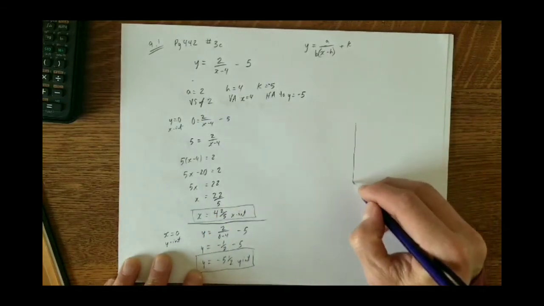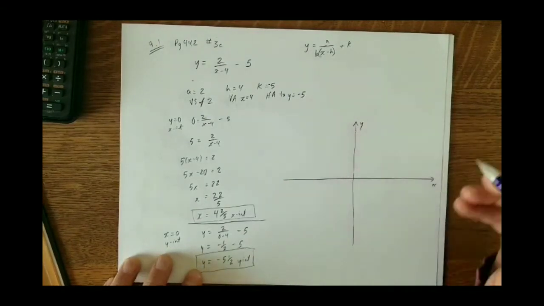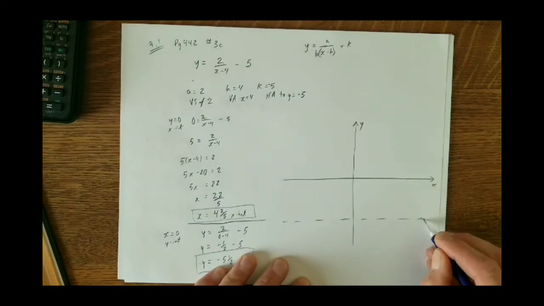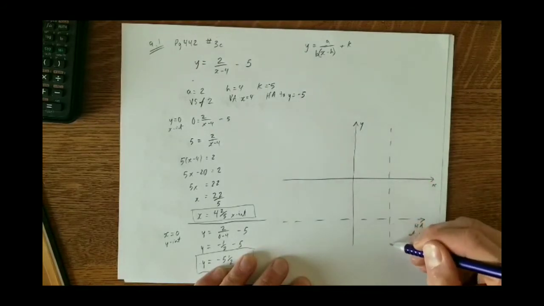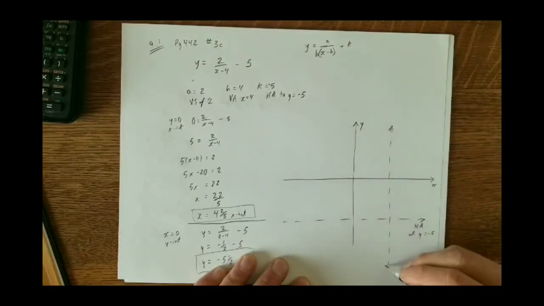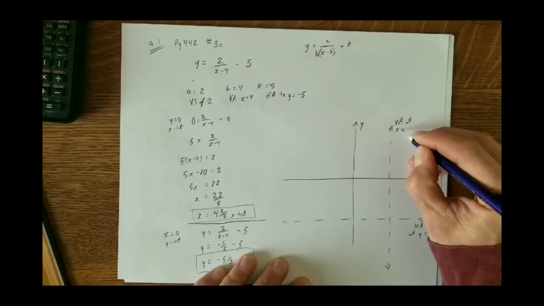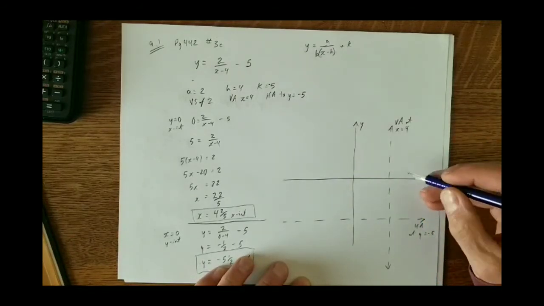Okay, if I draw my coordinate plane, I've got the x and the y-axis. I'm going to have a HA at y equals negative 5. I'm going to have a VA, vertical asymptote, at x equals 4. And there is no flip.